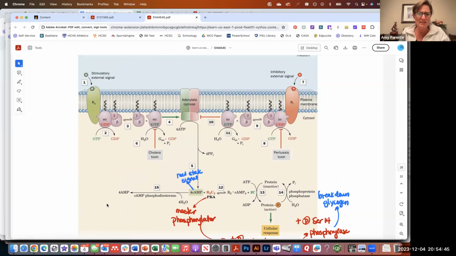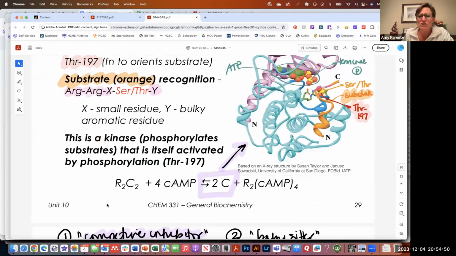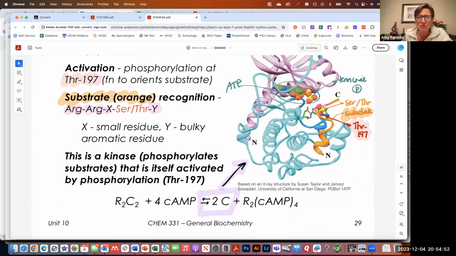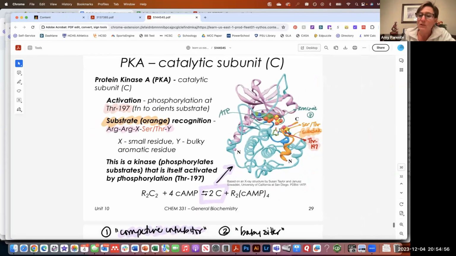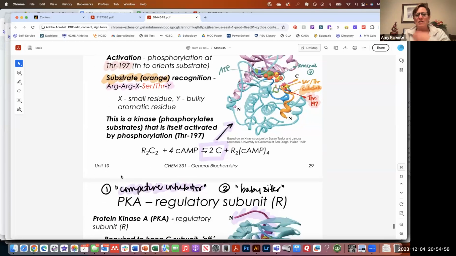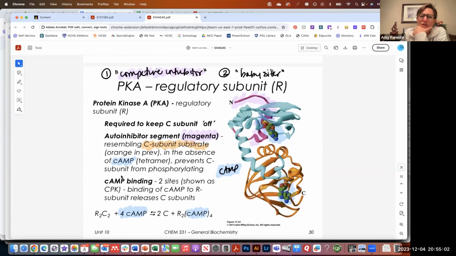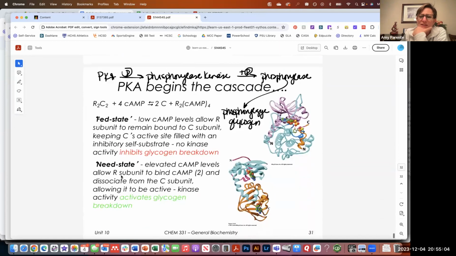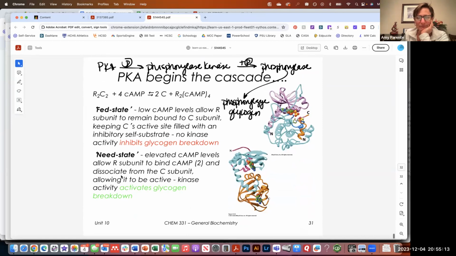Okay, and hopefully this is fresh in your brain. We looked at the structures of the catalytic subunit, and I know there are videos online that run through this pretty well. So structures of the catalytic subunit, the regulatory subunit, and then how they play into either a need state or fed state system. Questions?